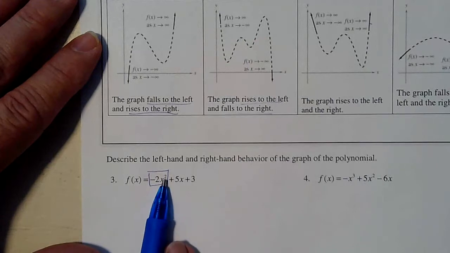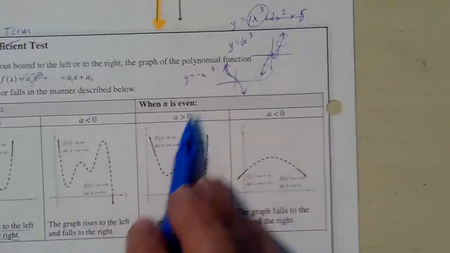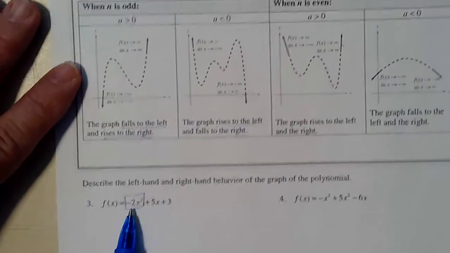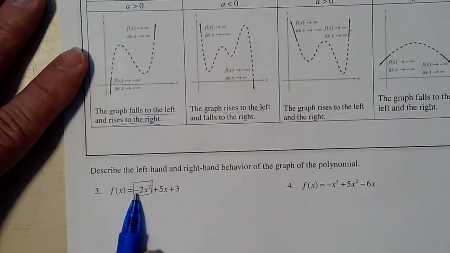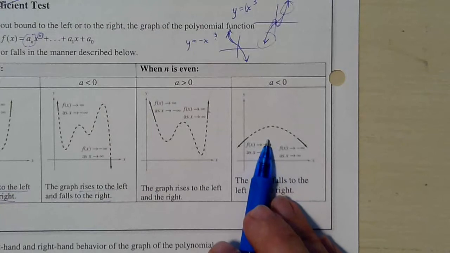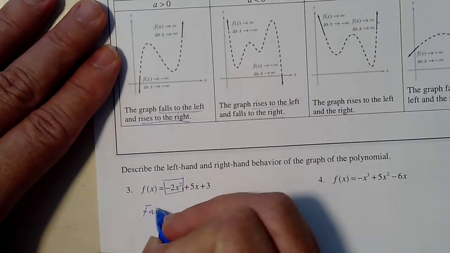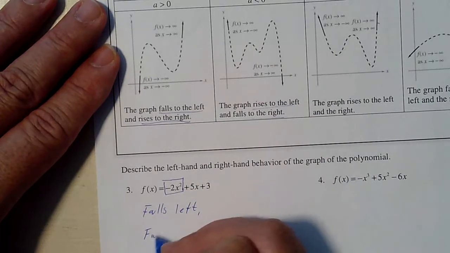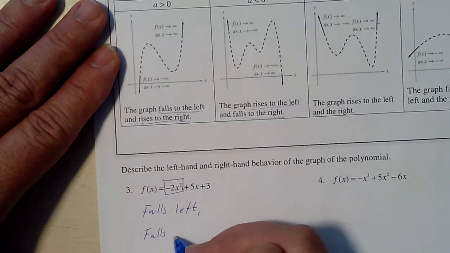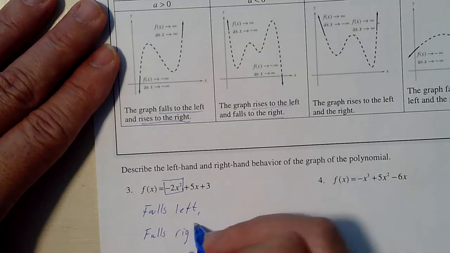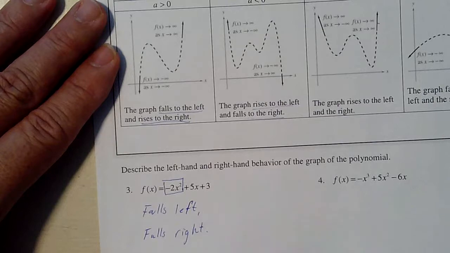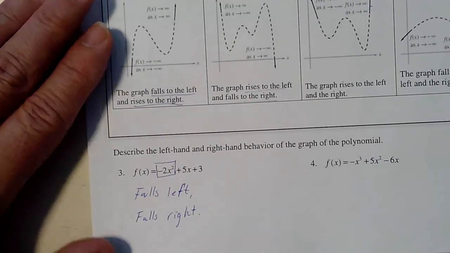Okay, so since that has an even exponent, right away I'm down to one of these two. Okay, and since it's a positive, I'm sorry, it's not positive. Since it's a negative coefficient, it goes to this rule. Okay, so it's going to fall in both directions. So this falls left, falls right. Now, if you want to say falls left and right, fine. Okay, but for whatever reason, they kind of usually make two statements in the book. Okay. All right, moving on to the next one.